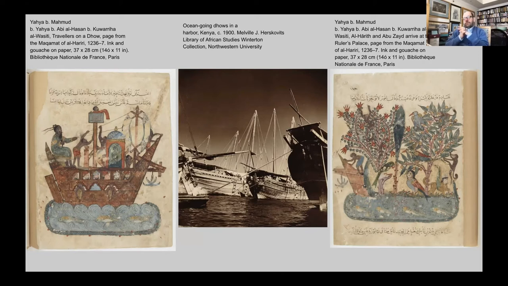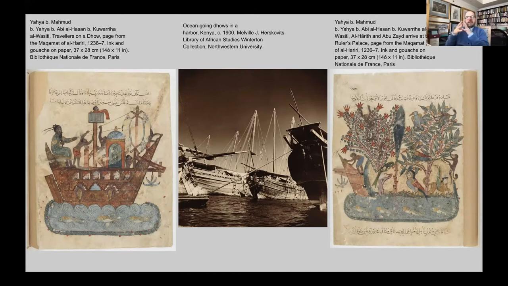And then the center image is an early 20th century photograph of dhows, which were used across the coast of Africa, across the coast of India, the Persian Gulf coast, and ships which ventured all the way to China, which were ocean going and carried enormous amounts of cargo and people. And so the correlation of these historic images with an image that is much closer to our time gives you the notion that this has been going on for a very long time.